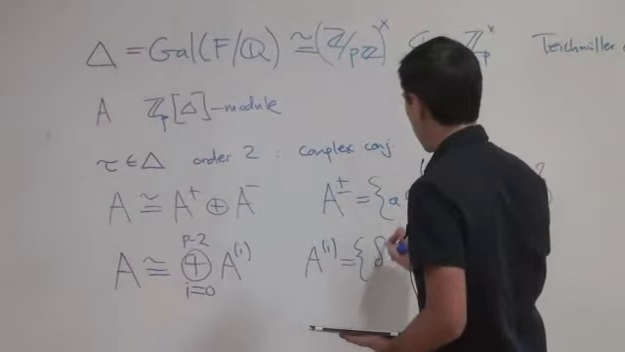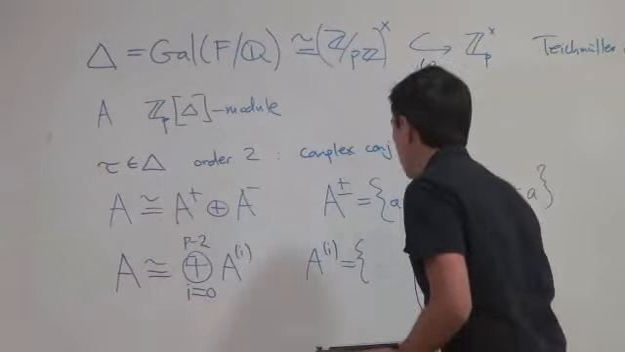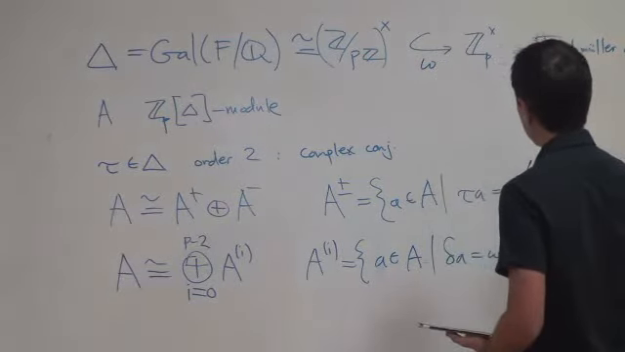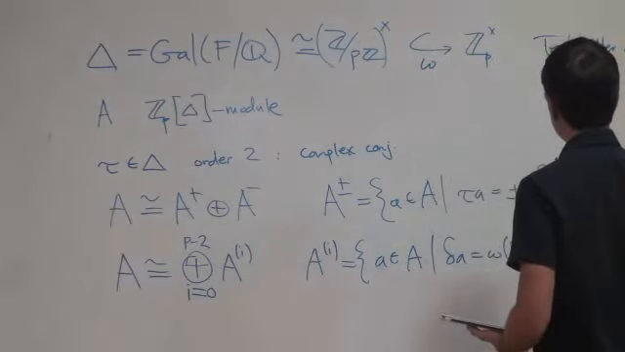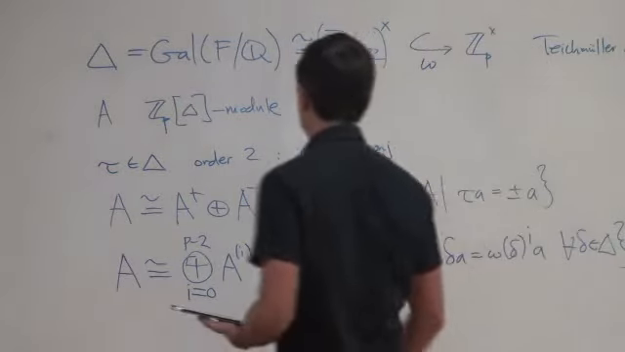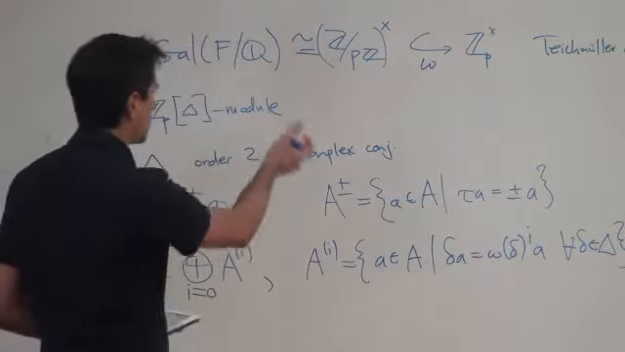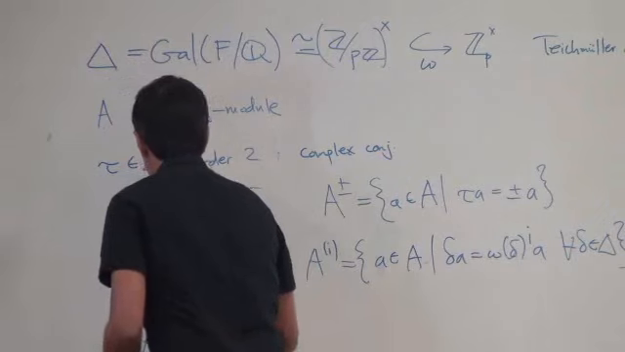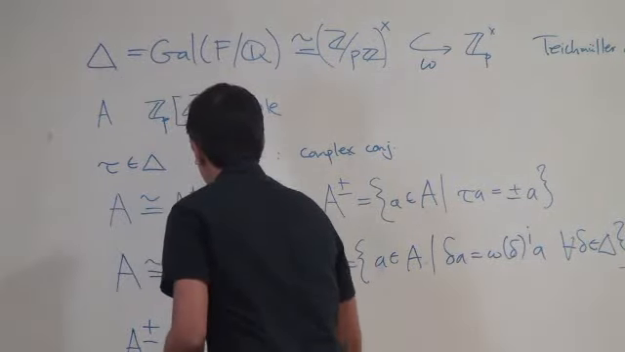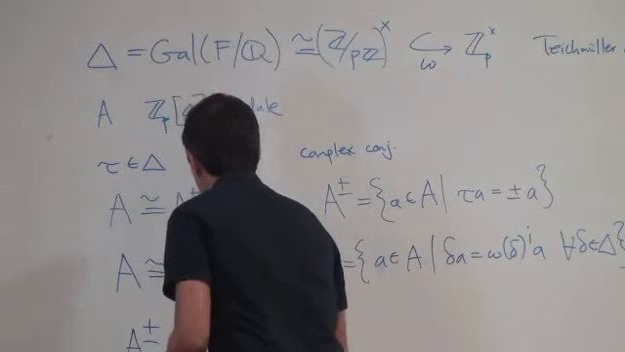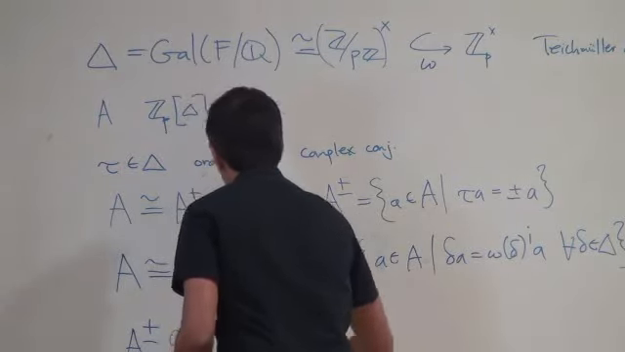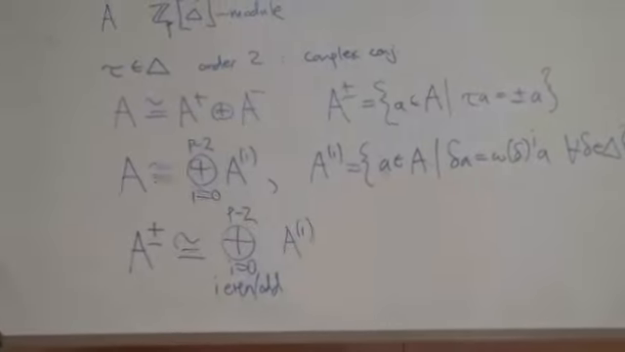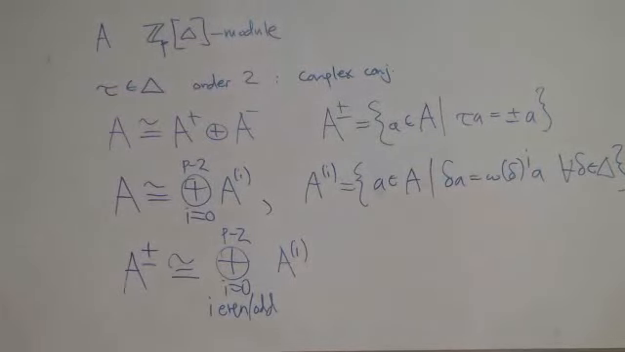So it's the set of a in A such that delta a is omega(delta) to the i times a for all delta, or for the generator, if you like. Right, so we have this decomposition, and of course there's a relationship between the two decompositions. A plus or minus is the direct sum over i from 0 to p minus 2 of A^i, with i even if it's plus and odd if it's minus. So we're taking either the even characters or the odd characters, powers of the Teichmuller character, which is an odd character.